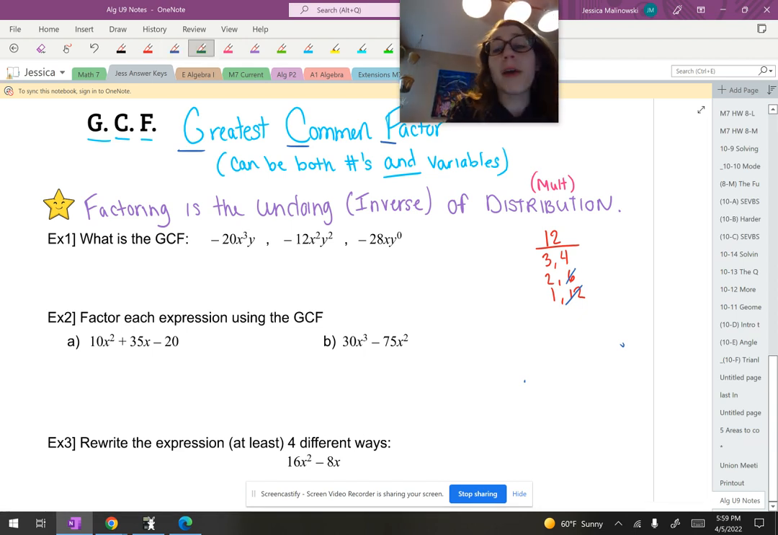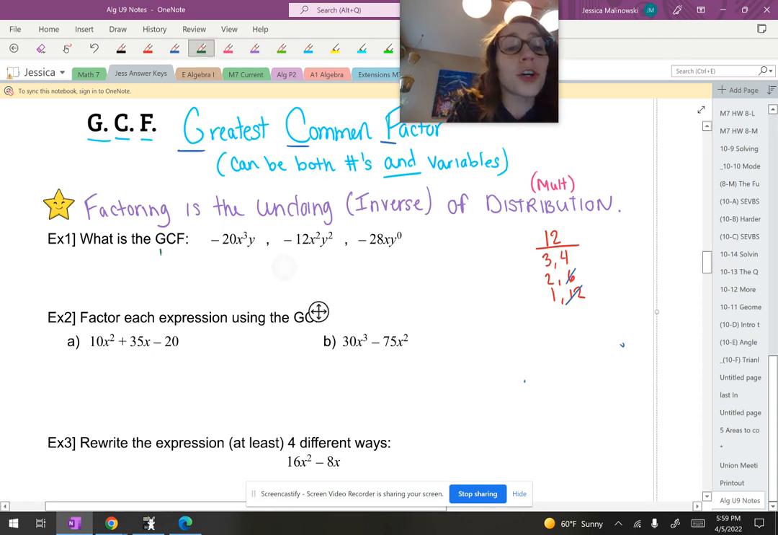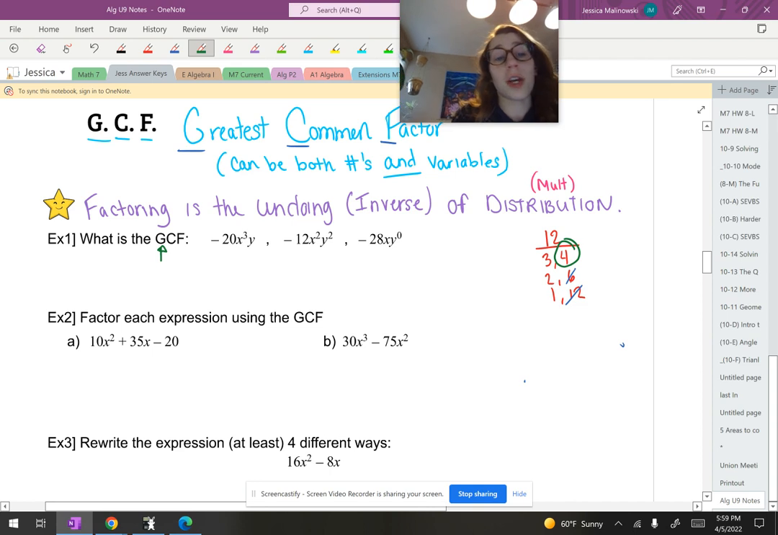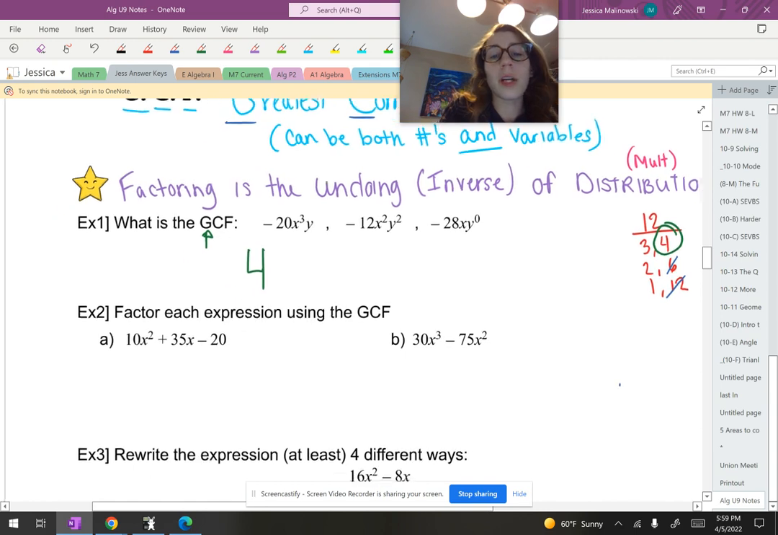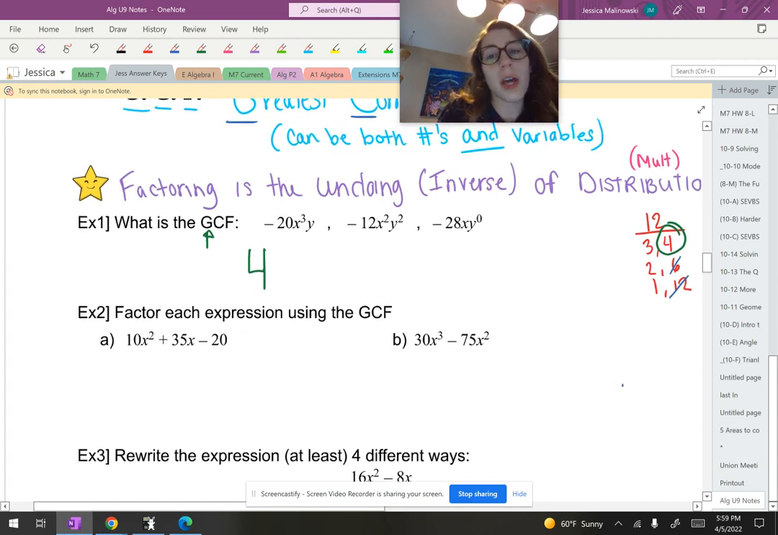So, it doesn't matter if 2 also goes into them. Yes, it's true, 2 does, but we want the greatest. 2's not the greatest. 4 is the greatest. So our GCF is that 4. And now, looking there, remember, that's not it, because that's like middle school, picking out the number. We have to look at what else those 3 terms have in common that we can take out of each one.